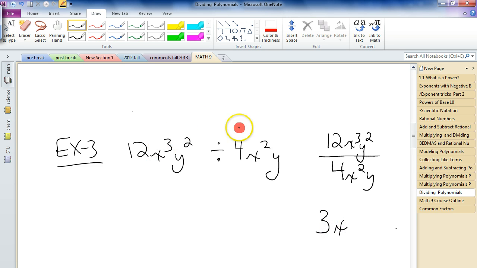Or again, you could have realized that going this way, 3 minus 2 is x. And then with the y's, you have a squared and an imaginary exponent of 1 there. So it's 2 minus 1, which is 1. Now, do you have to put the 1 there? No. You can just leave it as 3xy. And that is as far as you can go, so that would be the answer.